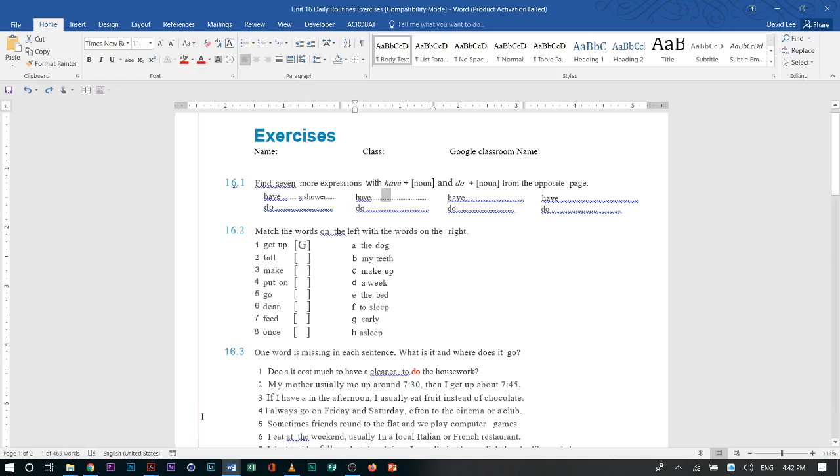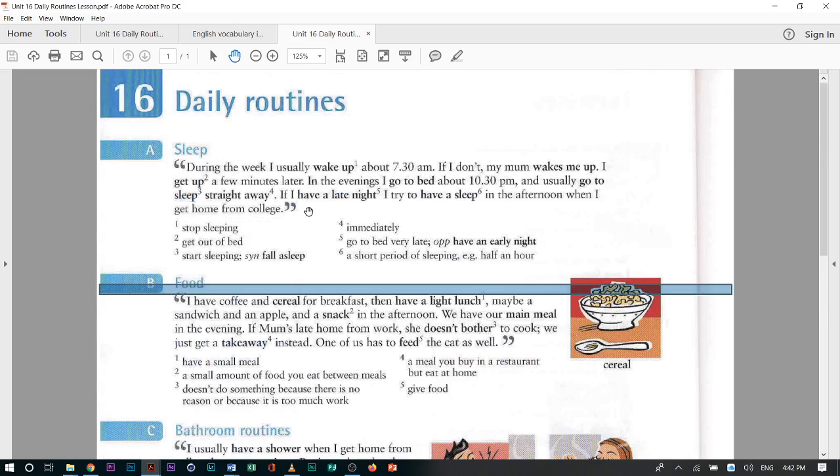Continuing with 16.2, you are going to match the words on the left with the words on the right. So whenever you see this one, you get up. And you see this, we say get up early. Remember, all of this comes from your reading right here. So you try to find all of the answers in the reading right here.